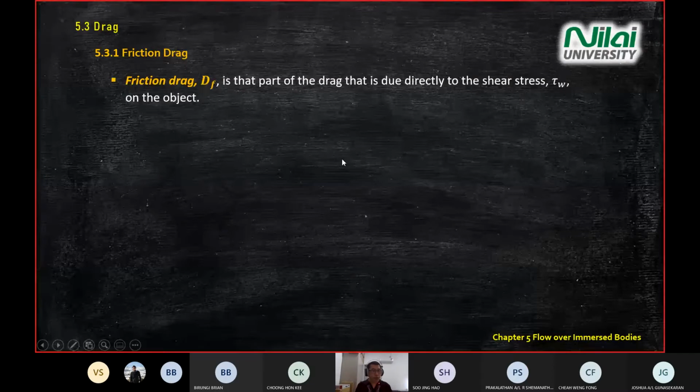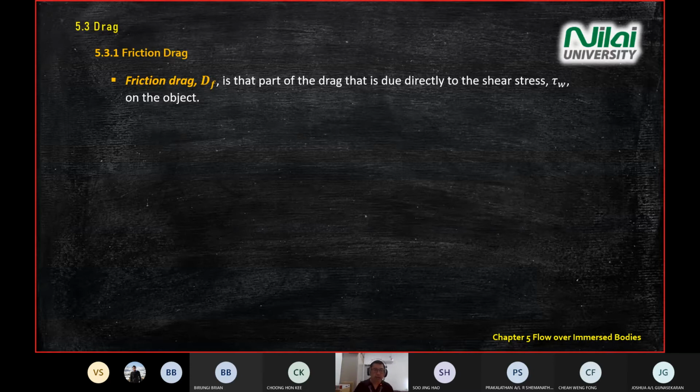Okay, let's look at question 22. So we start to look at friction drag. Friction drag is given by capital D with a small f. It represents a drag caused by friction, and friction always deals with shear stress.